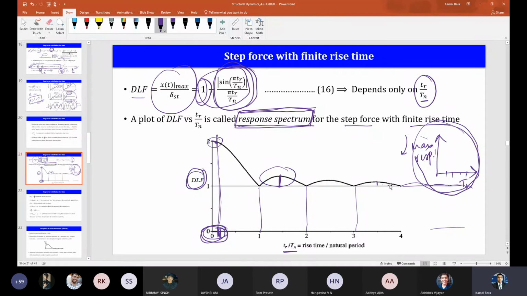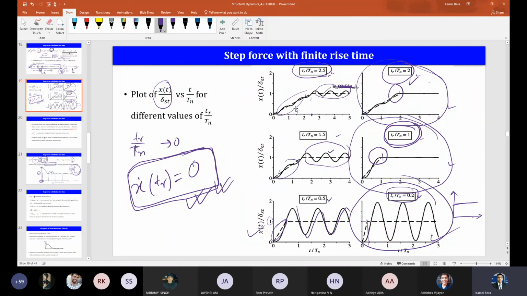And you see the responses are going very close to the static solution, that is DLF 1. DLF 1 means static solution, right? That is extreme as delta st, correct? So that is also clear in this figure. You can see as the tr by tn is more, like 1.5 or 2.5, the system oscillates close to the static solution, that is shown through the dash line.